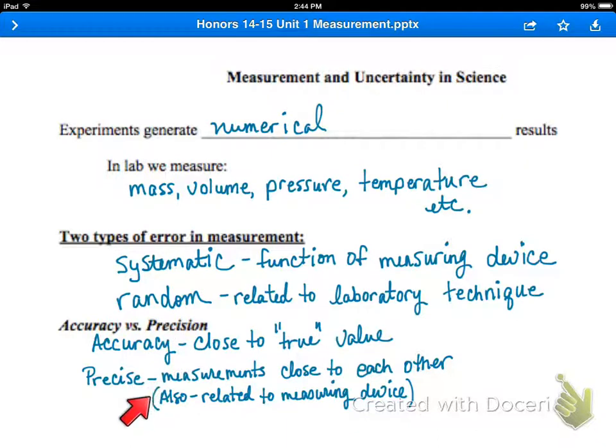Precision is a function of your measuring device. It measures how close the values are to each other. If you have a really good measuring device, they're going to be closer to each other, and therefore you're going to be more precise. Also, the number of decimal places, or the number of significant figures that you have in your value, that's also called precision. And that's also a function of your measuring device.